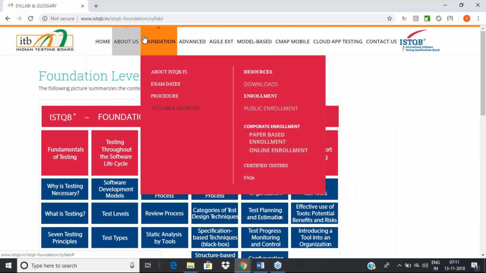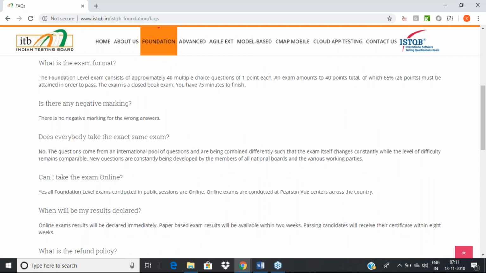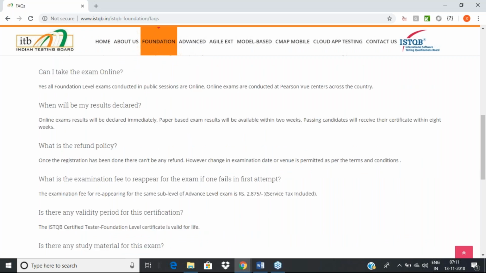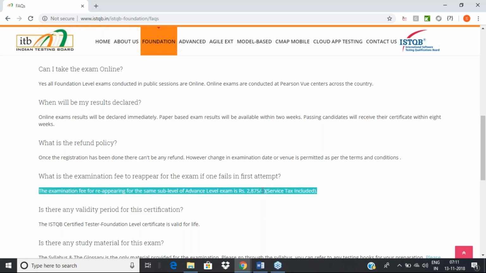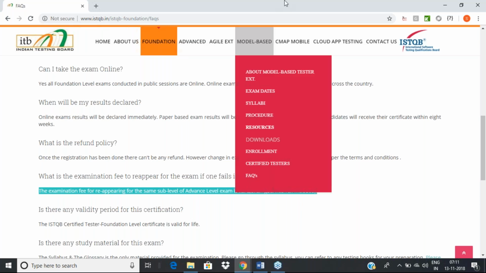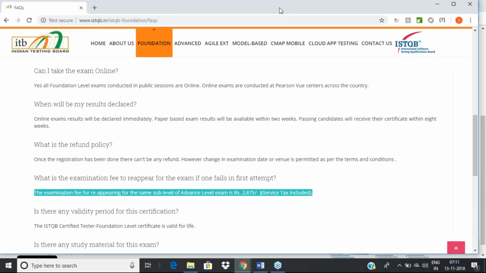This is the only section about the, let's see if there is anything on the FAQs. Yeah, you can even enroll from here as well. Because somebody was asking about this, this is for reappearance exam fees. So when this is 2,875, the primary fees won't cross more than 5,000 for sure. Okay, this is for reappearing.